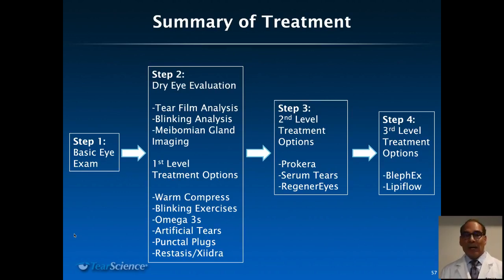Now, then we reevaluate the patient again, usually a month or so later, see how they're doing. If they're still dry, then we start talking about some of the biologicals. Again, the Procera lens, the Regenerize, the serum tears, those types of things to heal any dead skin that's refusing to smooth out. Okay?